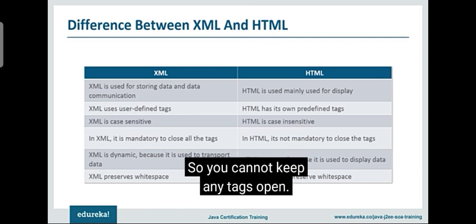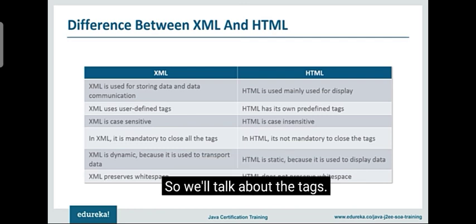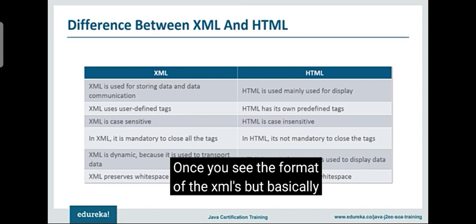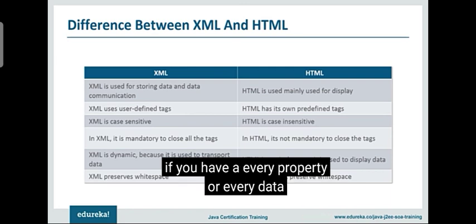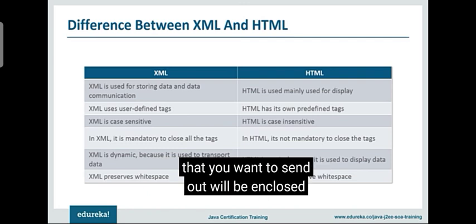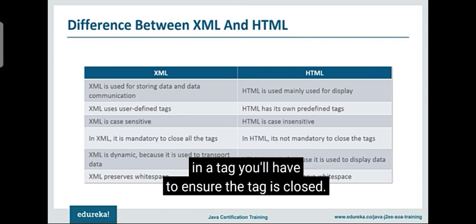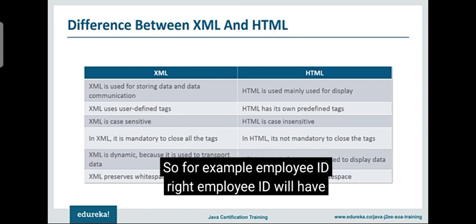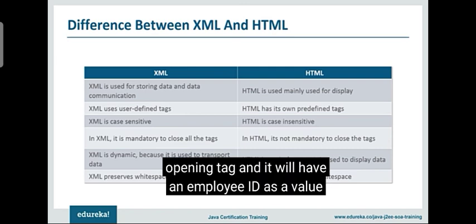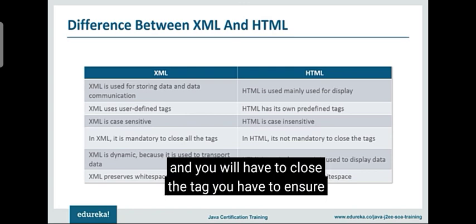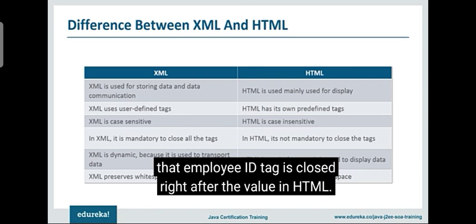So you cannot keep any tags open. We'll talk about the tags once you see the format of the XMLs. But basically, every property or every piece of data that you want to send out will be enclosed in a tag, and you'll have to ensure the tag is closed. Say, for example, employee ID. Employee ID will have an opening tag and an employee ID as a value, and you will have to ensure that the employee ID tag is closed right after the value.